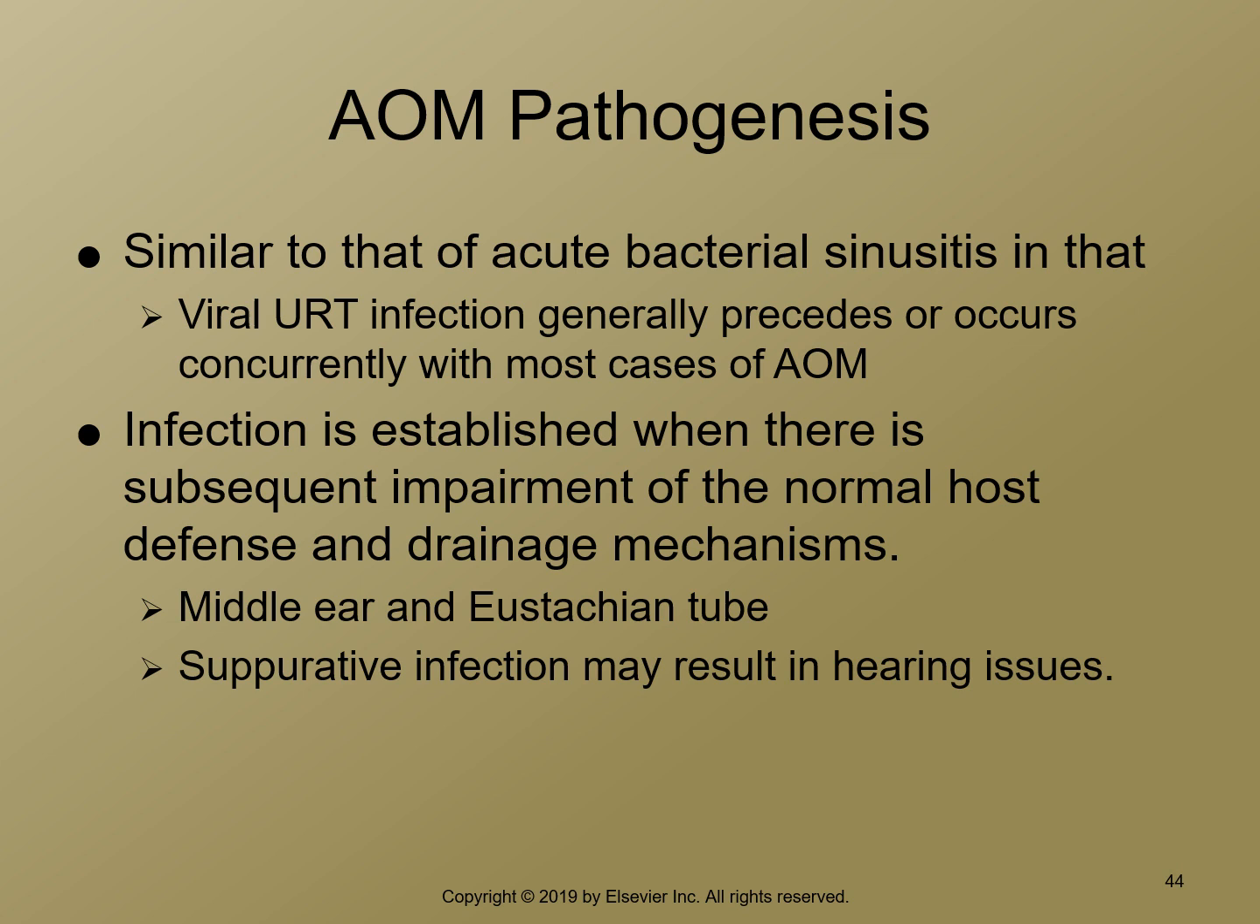As mentioned before, viral upper respiratory tract infections often precede or occur concurrently with most cases of acute otitis media. Infection is established when there is impairment of the normal host defense and drainage mechanisms. The middle ear and eustachian tube, the canal that links the middle ear to the nasopharynx, are lined with ciliated epithelium and mucus-secreting cells, and these cells are what function to prevent infection through clearance of contaminating microorganisms.